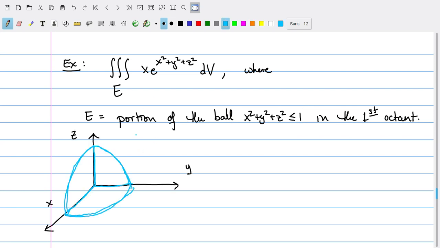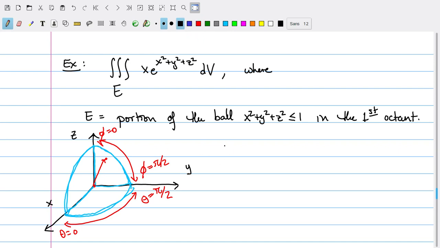So for us, what E is, E is this quarter chunk of the top hemisphere of a ball of radius 1. So my angles theta are allowed to go from theta equals 0, which is just the x-axis, to theta equals pi over 2, which is 90 degrees from the x-axis, or the y-axis there. My phi terms are allowed to go from phi equals 0, which is the z-axis, all the way through phi equals pi over 2. And my z values are going from the origin, and they're allowed to go all the way out to that surface of the sphere. So my rho values are allowed to go between 0 and 1.